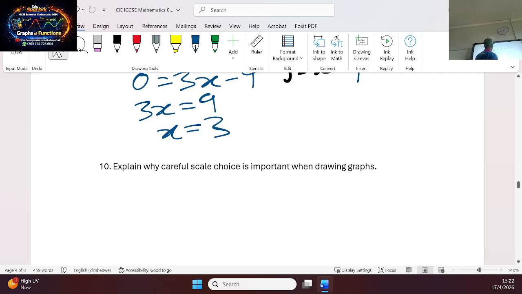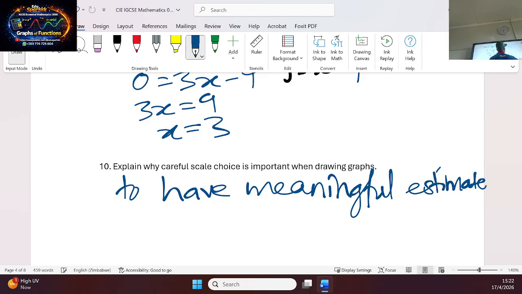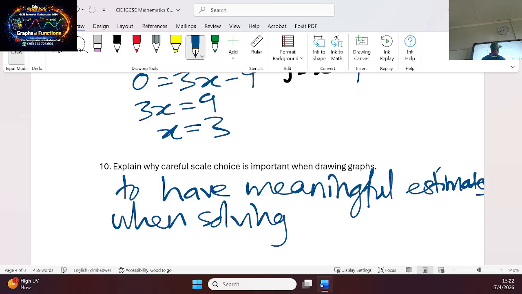Explain why careful scale choice is important when drawing graphs. This is important to have meaningful estimates when solving problems graphically.